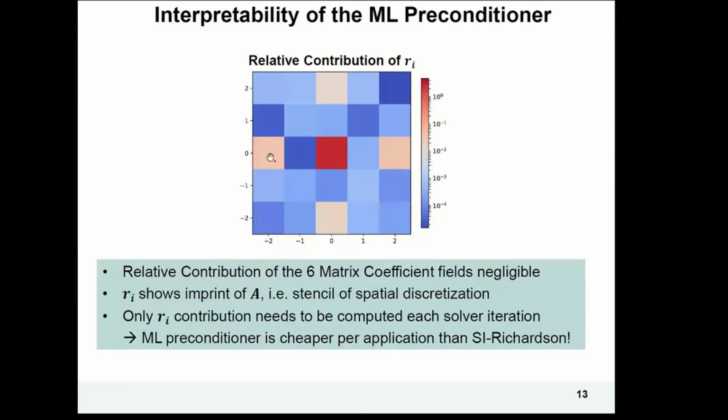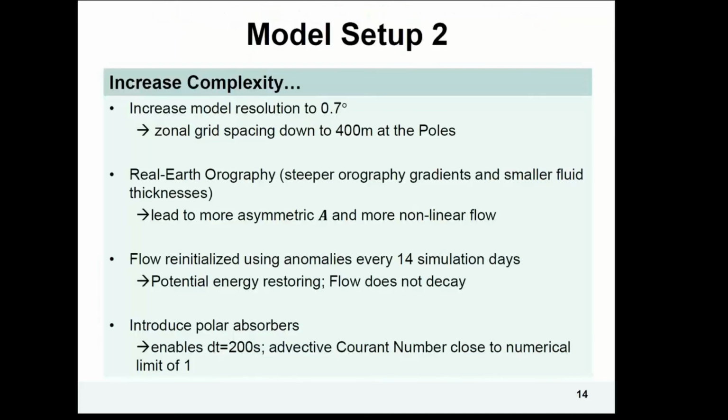If you only take these 5 points, or these 5 inputs, the machine learned preconditioner is a lot cheaper per application than the semi-implicit Richardson. So in the end, they basically come out to the same performance, even though the machine learned preconditioner needed a bit more iterations. And Dan, you have 2 minutes left?